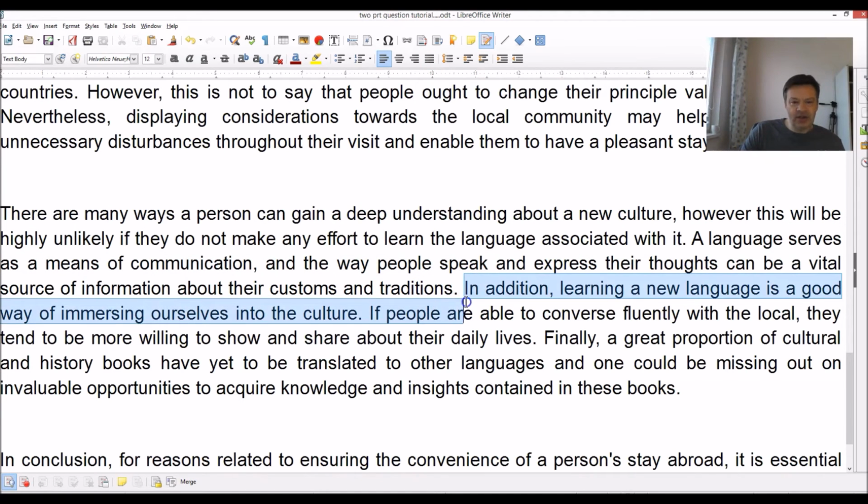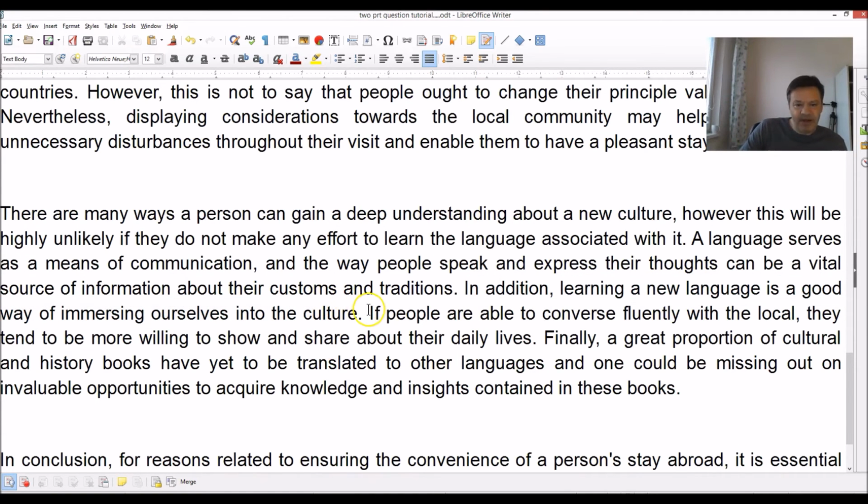In addition, learning a new language is a good way of immersing ourselves into the culture. Isn't that the same, more or less? So you've got 3 sentences here that are pretty similar. They're not completely identical, but they're pretty similar. They don't really move things on as the criteria is calling for, a logical progression. So it doesn't quite work there.